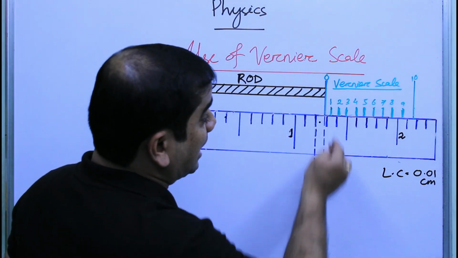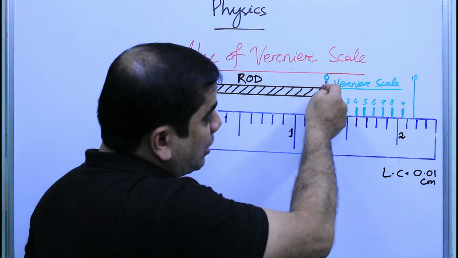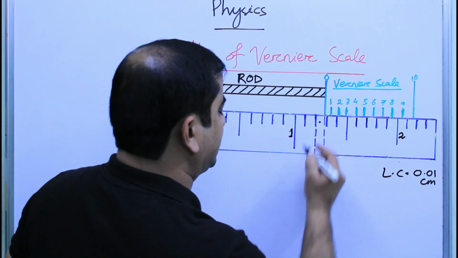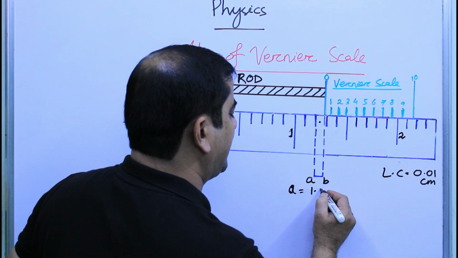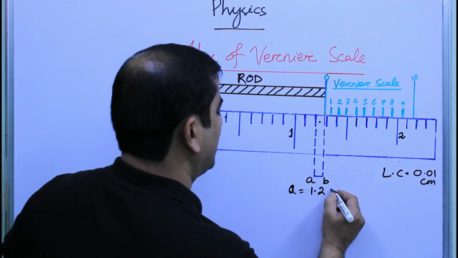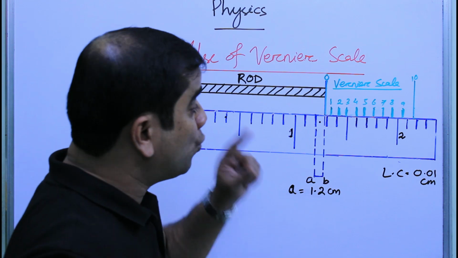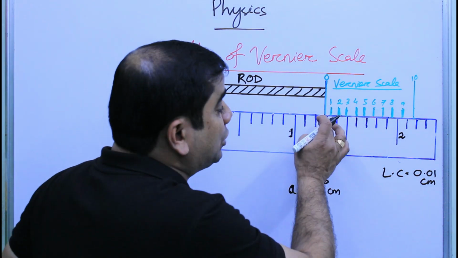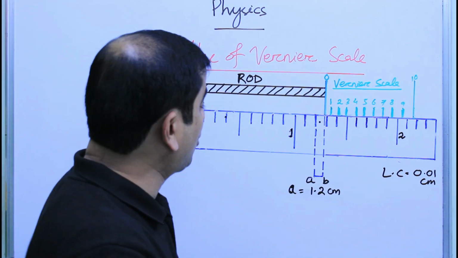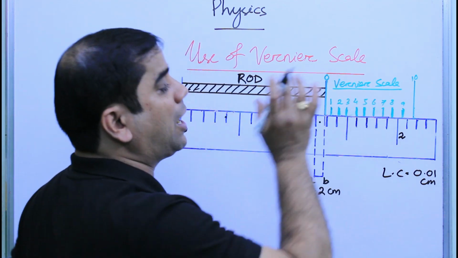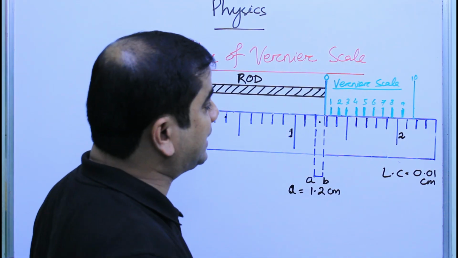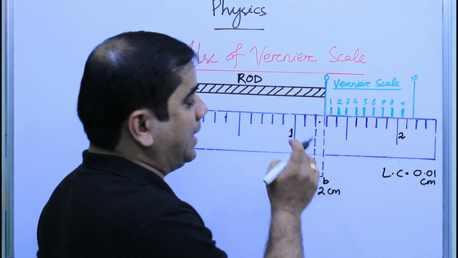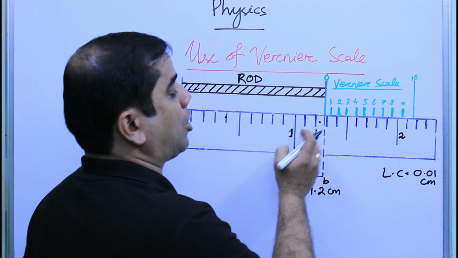Now you can clearly observe that the end of the rod is actually in between the places A and B. What is the value of A over here? A is 1.2 centimeter. Fine. And what is the value of B? We cannot find out the value of B by using the main scale divisions because we don't have any divisions for B. So to find out the length between A and B, we need to use the vernier caliper. So how to use it then? Now, as you can see, the zero of the vernier caliper lies between A and B. That means beyond 1.2 centimeter of the main scale.